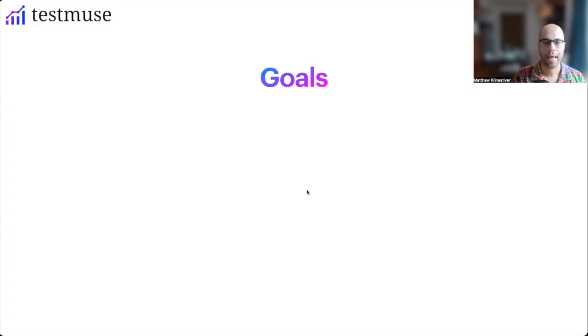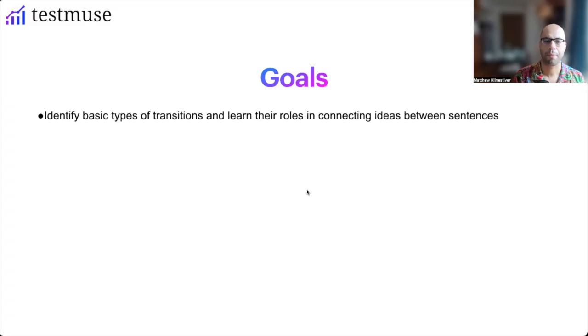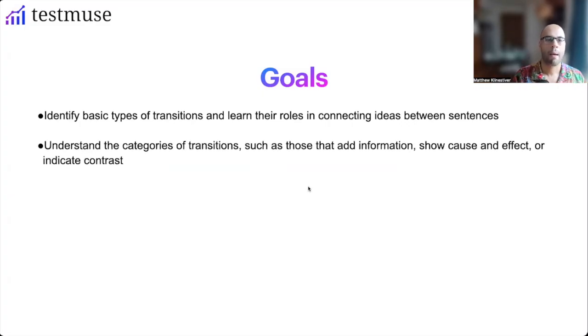So our goals for today, I want us to think about the basic types of transitions that are out there. And guys, when I'm saying transitions, I mean transition words and phrases like for example and however. And we'll think about how they kind of connect ideas between sentences. We're going to think about different categories of transitions, like adding information transitions, furthermore, moreover. If you guys aren't familiar with those words, don't worry. We'll go through all those one by one. Those that show cause and effect, like therefore and thus, and those that show contrast, like however and nevertheless.